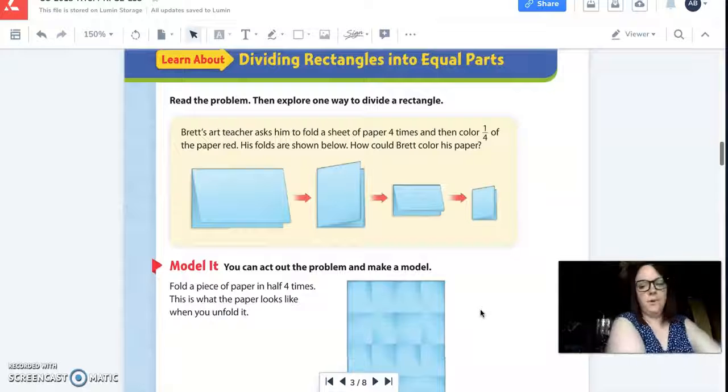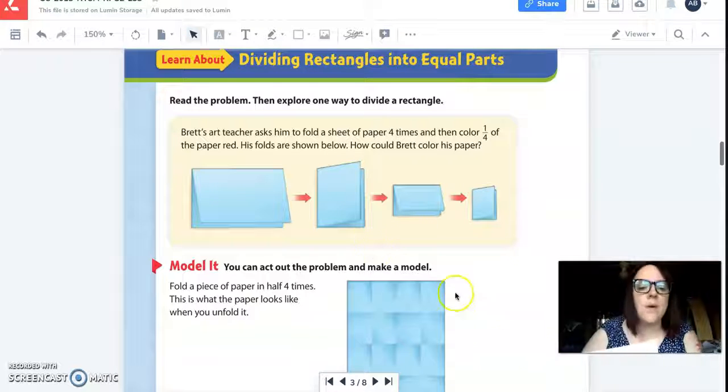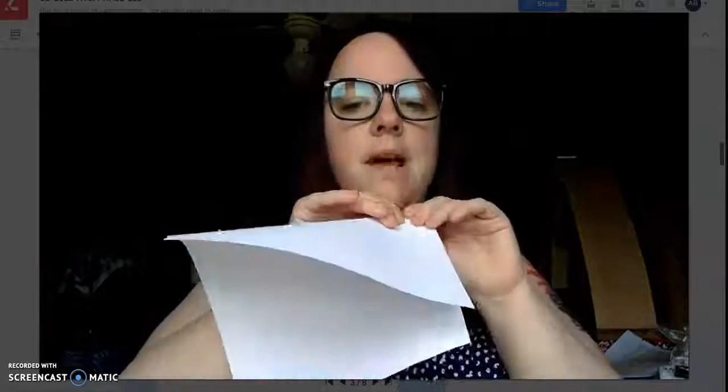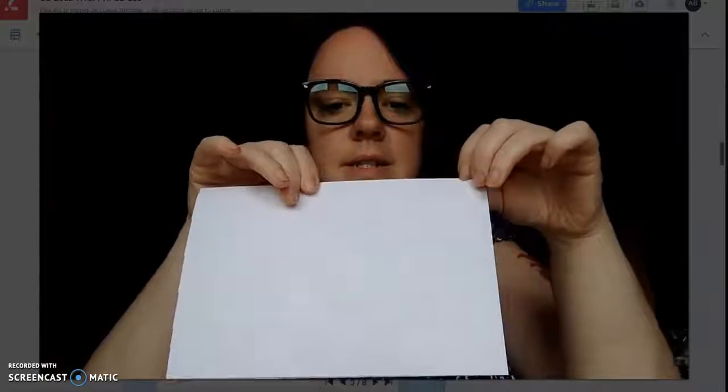Alrighty, I have a piece of paper here to show you. Bart's art teacher asks him to fold a sheet of paper 4 times and then color 1/4 of his paper red. I do not have a red crayon or a red colored pencil, so I'm going to just do it with a pen I have. Okay, so first he folds it. I'm going to look at my paper so I can make this screen bigger so you can see it. Okay, so he folds it first down, which I believe we called hamburger style, where it folds down. I'm going to make sure I seal that really well with my nails.